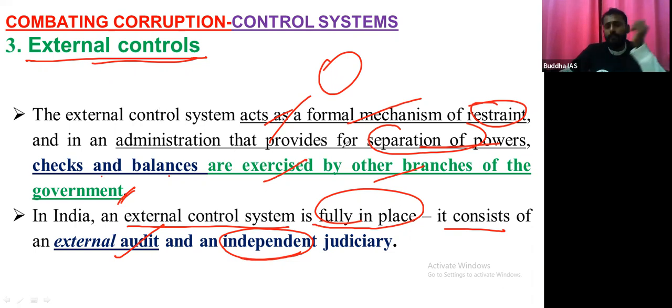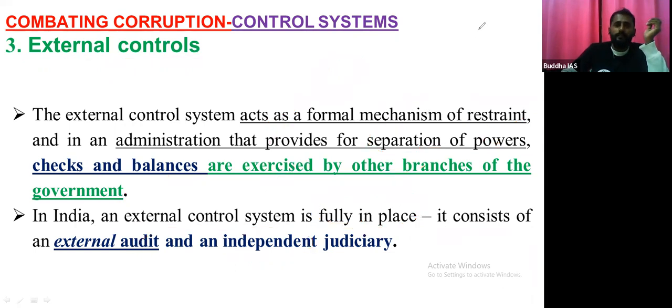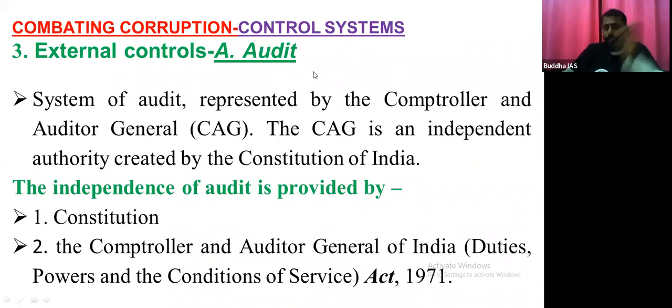In India, the external control system is fully in place and consists of external audit and an independent judiciary. Now let us see why the judiciary is ineffective with respect to audit, how we can make audit effective, and what the present scenario is. Let us see all these things. Audit.